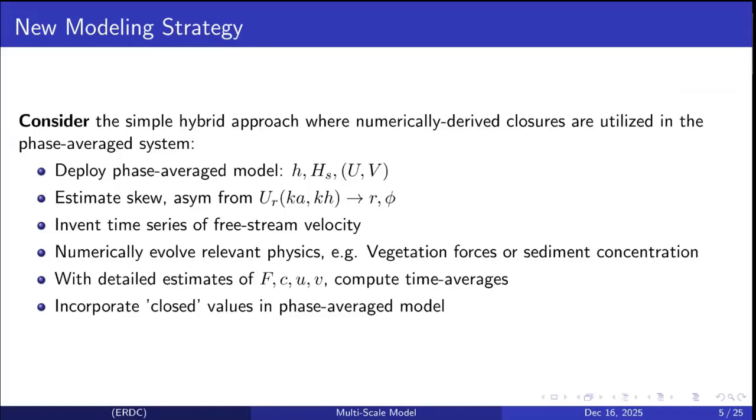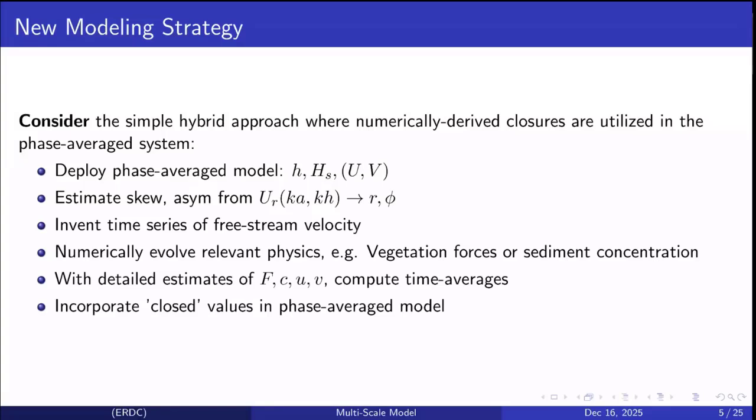Okay, so here's the new modeling strategy laid out as a recipe. What we're going to do is use the numerically derived closures in the phase-averaged system after we build them. So we deploy first the phase-averaged model. That could be CMS-Wave and CMS-Flow, for instance, or Battjes-Janssen or CSTORM or whatever phase-averaged model we want. From that, of course, we get statistics. We get the water depth, we get the wave heights, we get U and V as currents. We don't, of course, have the phase-resolved results yet, and those are important for the sediment transport problem.